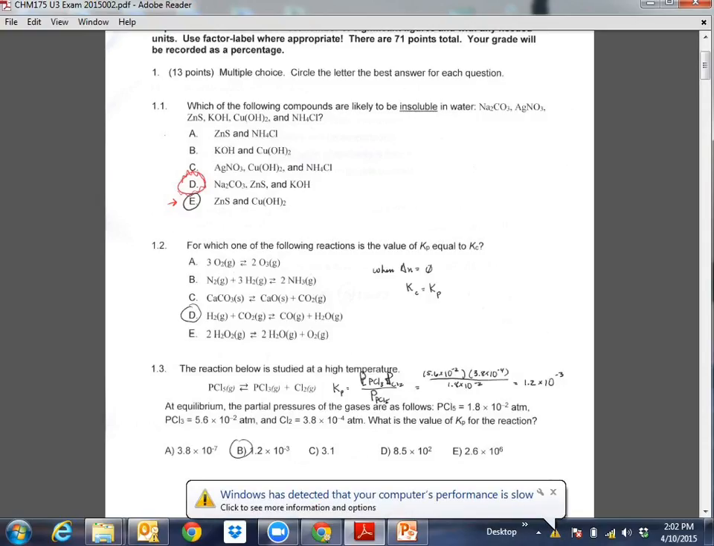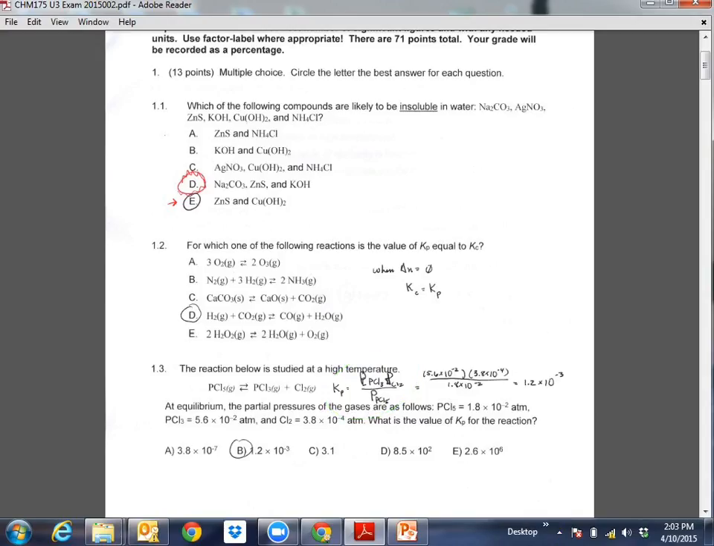Question 13, it gives you an equilibrium. Oh, it gives you equilibrium concentrations in terms of partial pressures, and asks for the Kp. I know it's a little messy, but let me see if I can do this. Here is my Kp expression, where since the stoichiometric coefficients are 1 across the board, it's the partial pressure of the products times each other divided by the partial pressure of the reactant. And so you get 1.2 times 10 negative third, which corresponds with B.